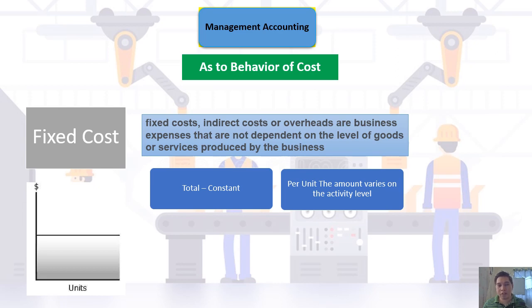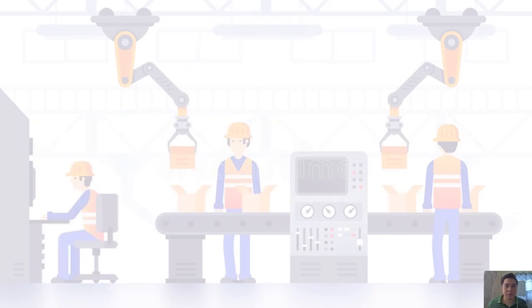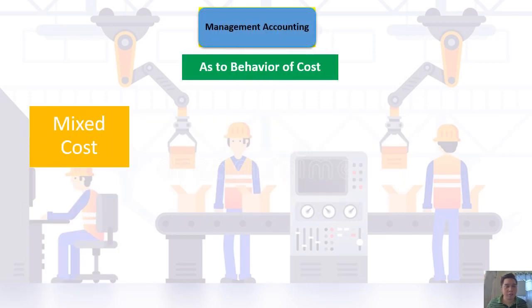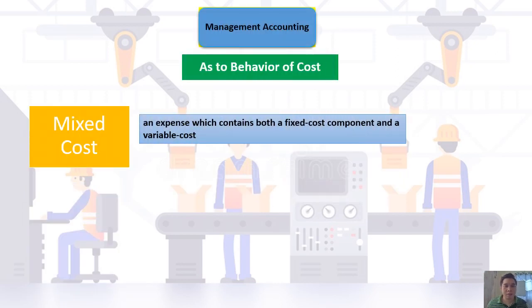Ang example po ng fixed cost, ito yung mga rent expenses, depreciation of factory equipment. So lahat ng hindi nagbabago yung cost niya regardless of the activity level, considered siya as fixed cost. Okay, so let's go to the third one, which is the mixed cost. Mixed cost is actually a combination of variable and fixed.